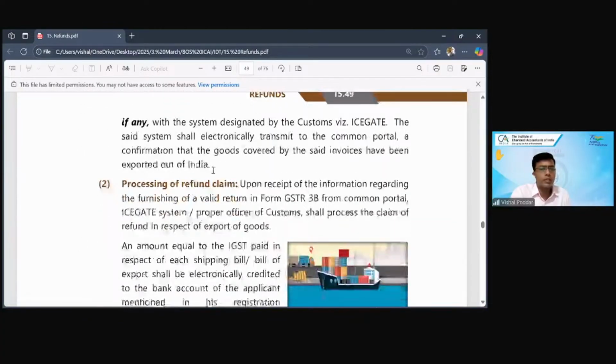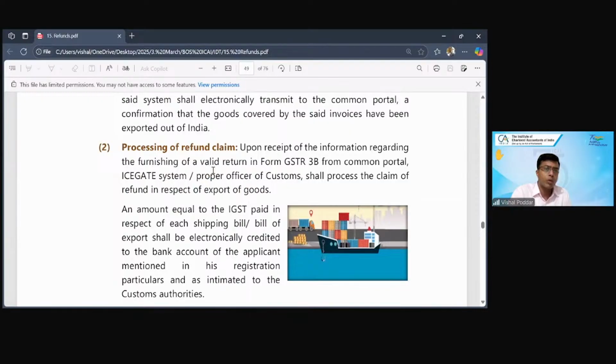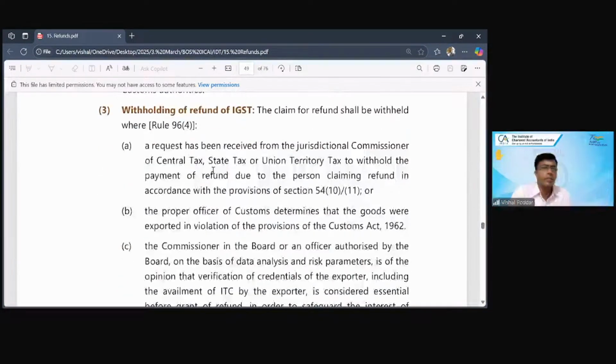Once you file this, the GST portal and the customs portal, which are interlinked, come into play. You file your GST returns for that month showing this export, and you pay the IGST through GSTR-3B. Then your GST portal and the ICEGATE portal match with each other, and you will get the refund automatically without any application.